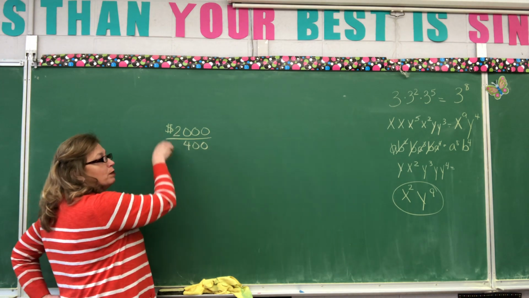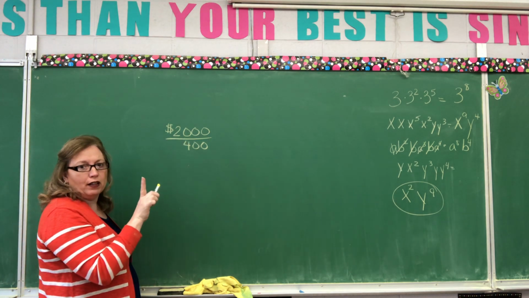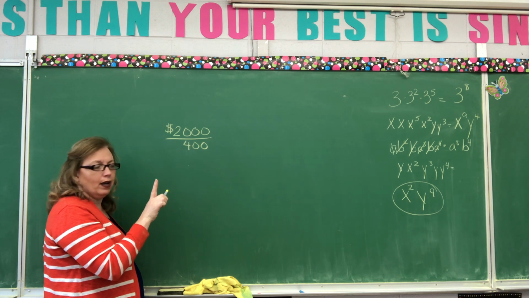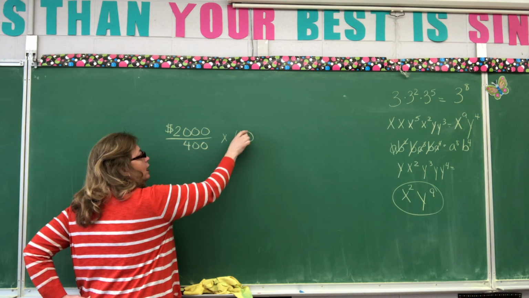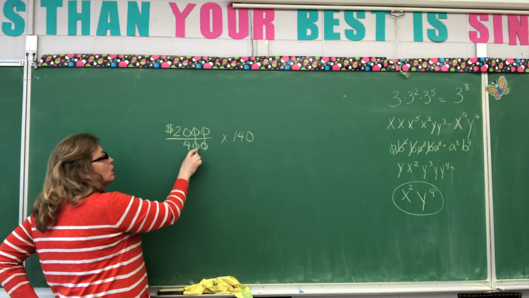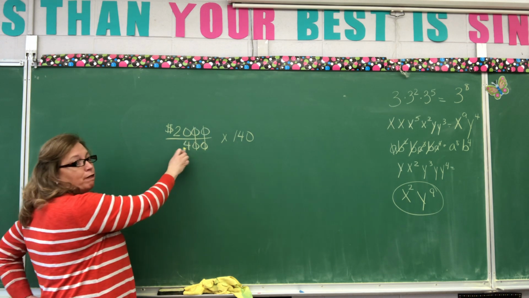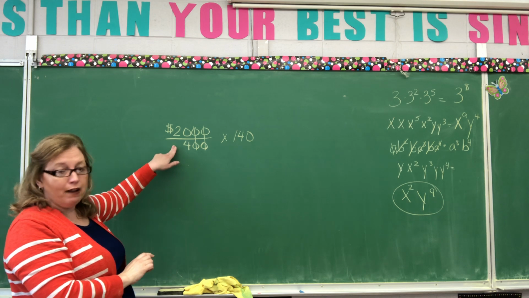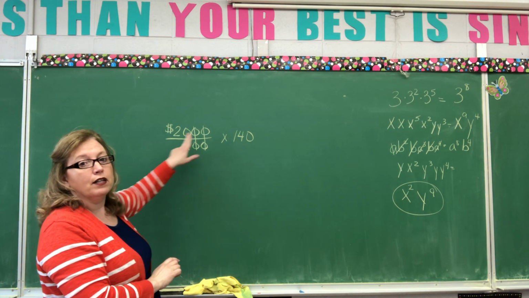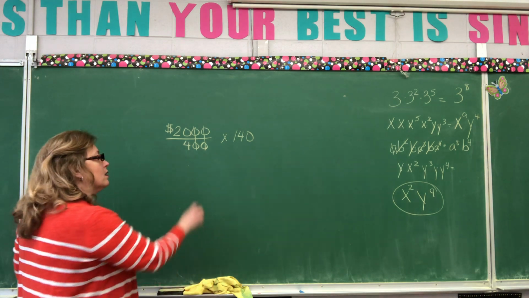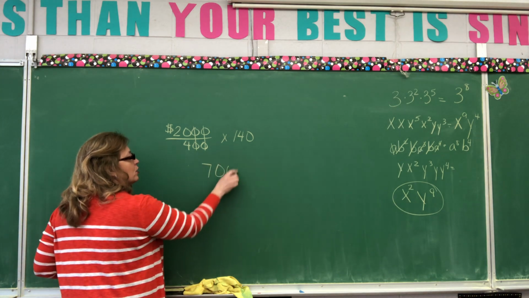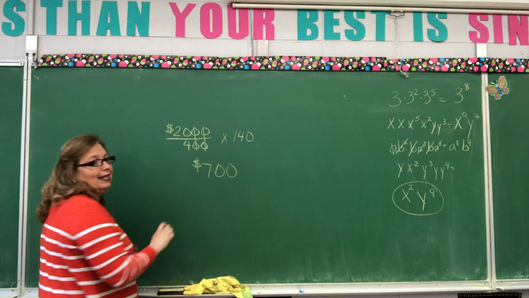Well, by dividing this, I'm actually finding the cost of 1. Okay? So then I'm going to multiply that by 140. So this all cancels. 20 divided by 4 is 5. And 5 times 140 is going to be $700.